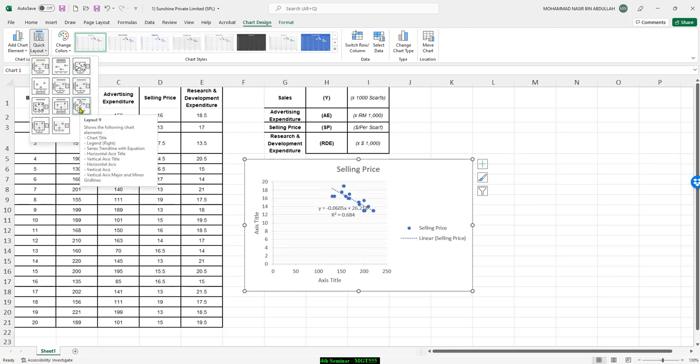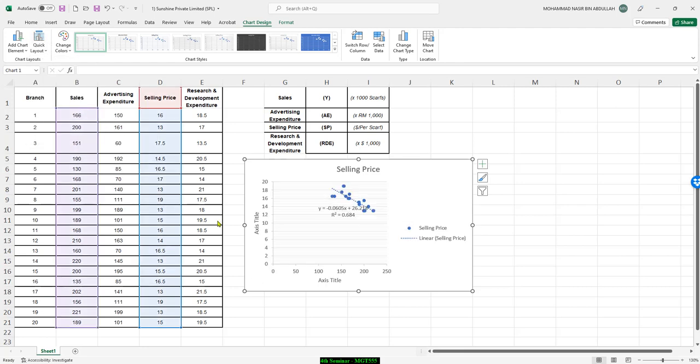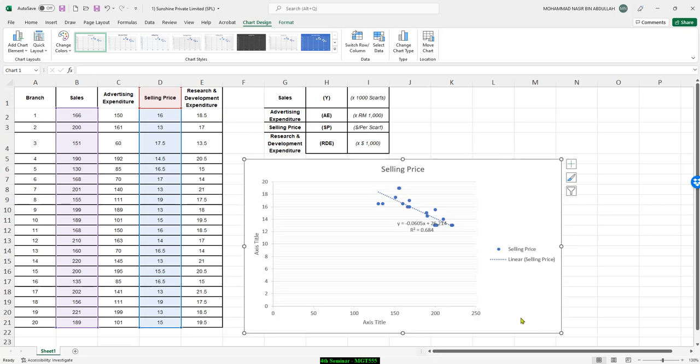So layout 9 ni, kalau you perhatikan, we have axis title on y axis, axis title for x axis, and then dekat sini besarkan sikit, right? So dia beritahu dekat sini the line dekat sini adalah linear line, and then this is a selling price, right?